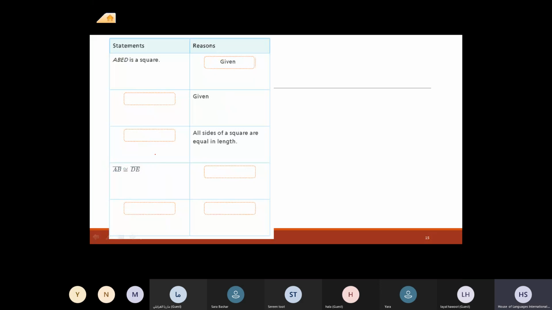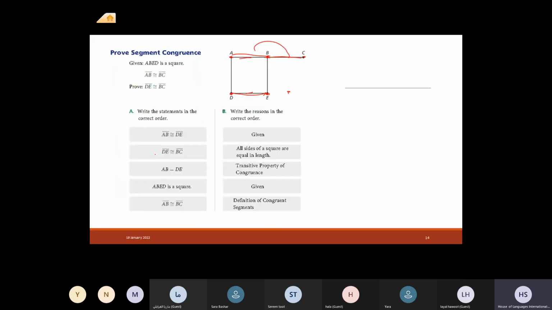The second one. What is the second information that's given to you? Look at this question. It's given. So you will write here, AB is congruent to BC. I made this table. You have to choose the reason from here. If you don't want to write the reason, write number 1 here and match. Write number 2 and match, then number 3 and match, and so on.